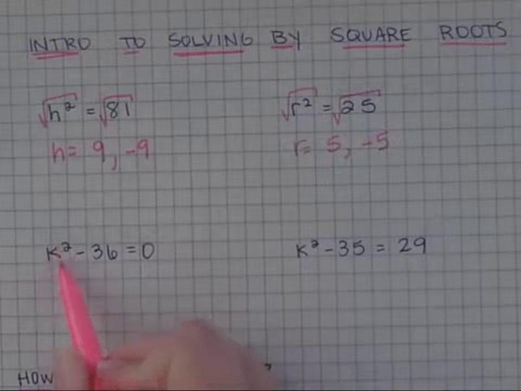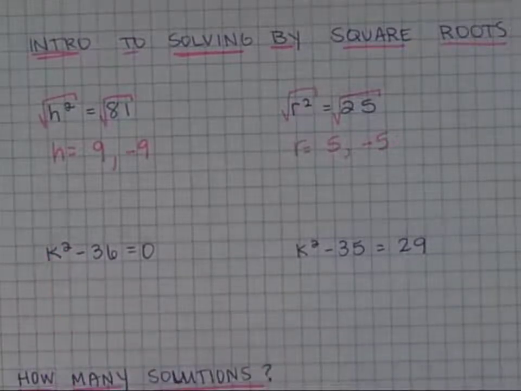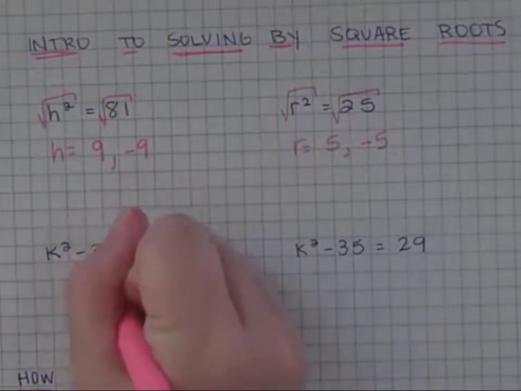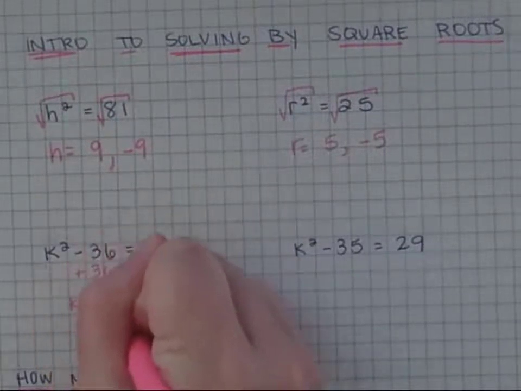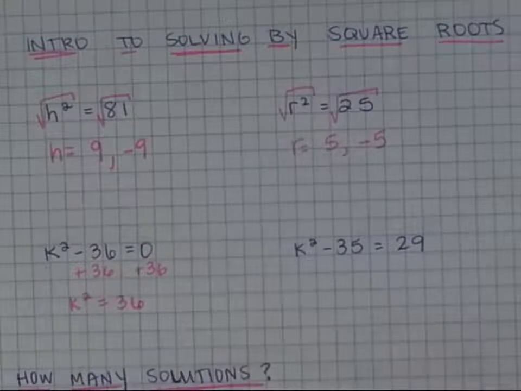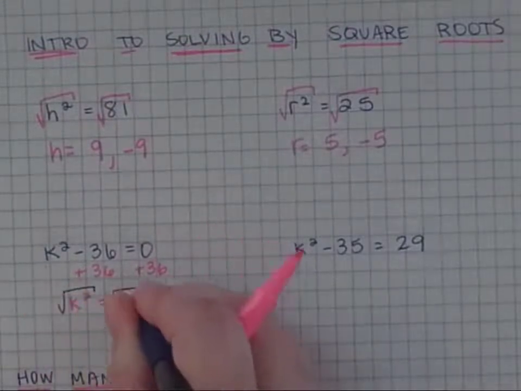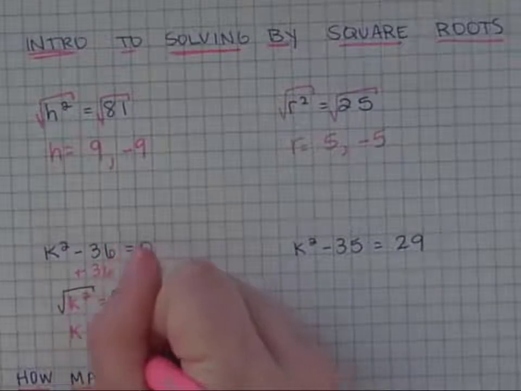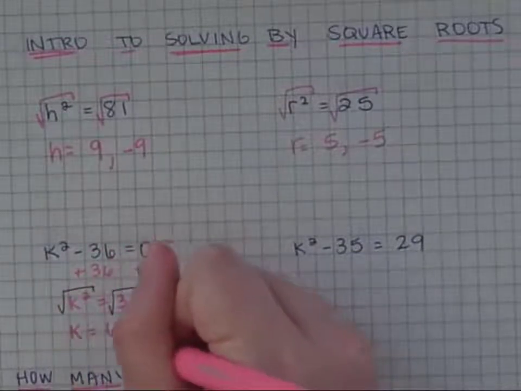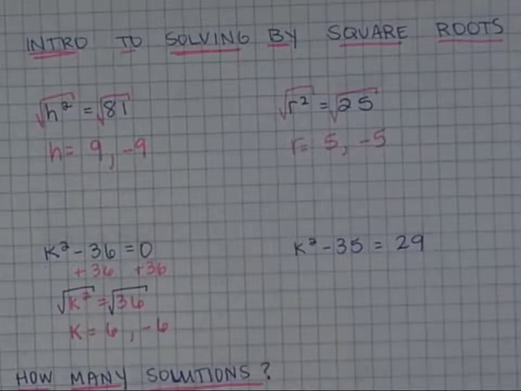Now how do we get k by itself over here? So we're adding another step. Got to add 36 to both sides, so we get k squared equals 36. Square root both sides. K equals 6 and negative 6.